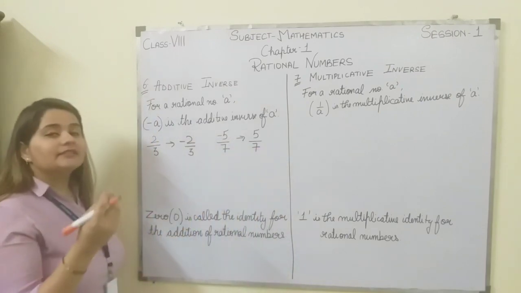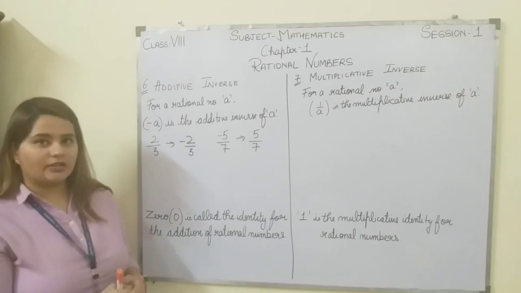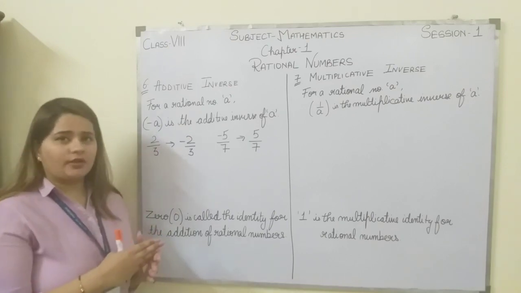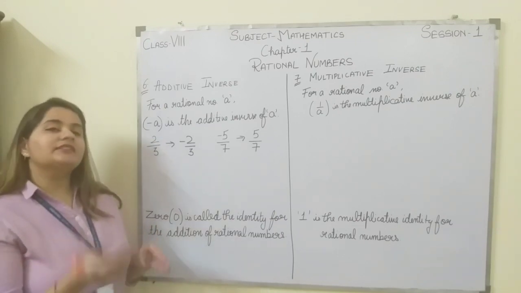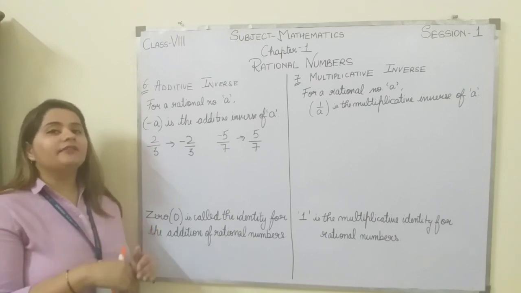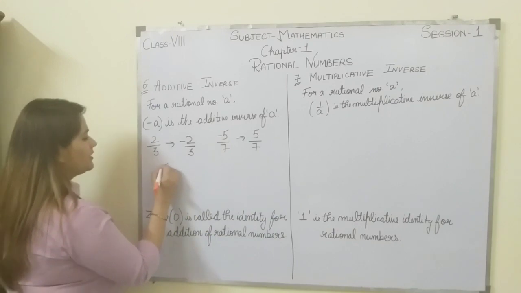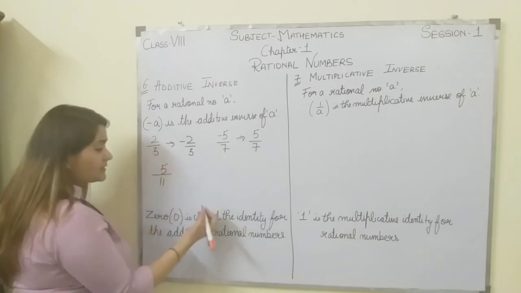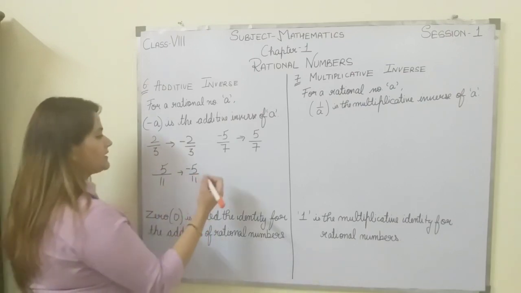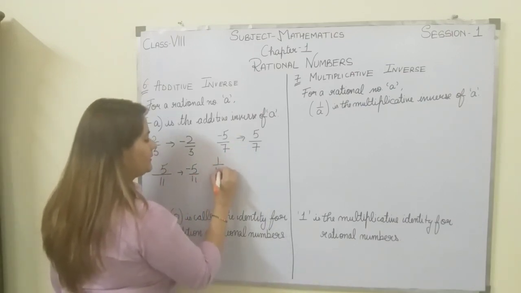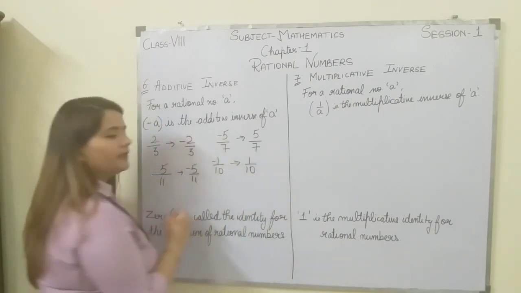So simply we can say that if I have to find the additive inverse of a rational number, if it is a positive rational number, its additive inverse will be negative. And if it is a negative rational number, its additive inverse will be positive. If I take another example, 5 by 11, its additive inverse will be minus 5 by 11. And if I say minus 1 upon 10, its additive inverse will be 1 by 10.